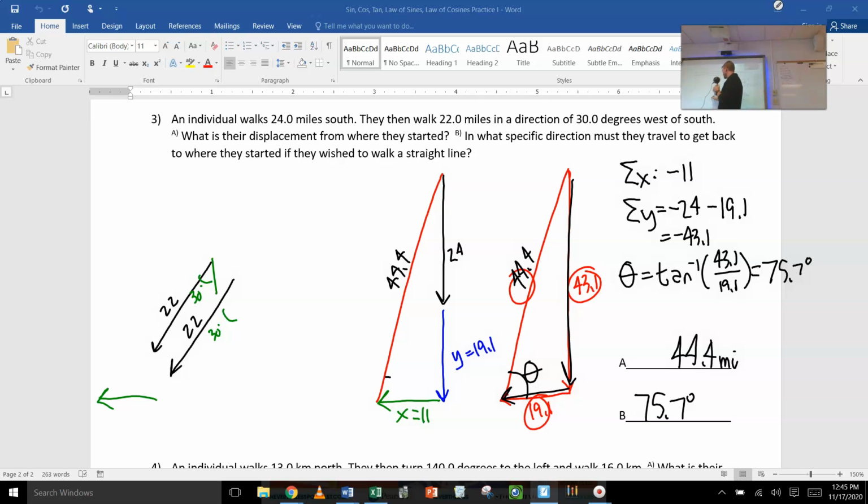Now, this direction is north. This direction is east. That's going to be north of east to get home. You could also use 14.3 degrees east of north in your answer, depending upon what you found. Let's go on to our last one.